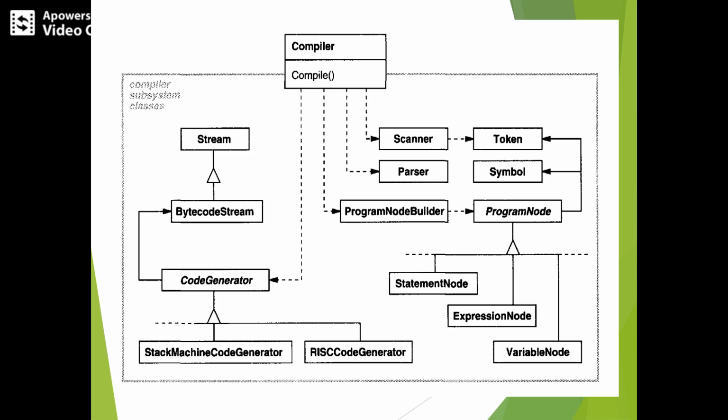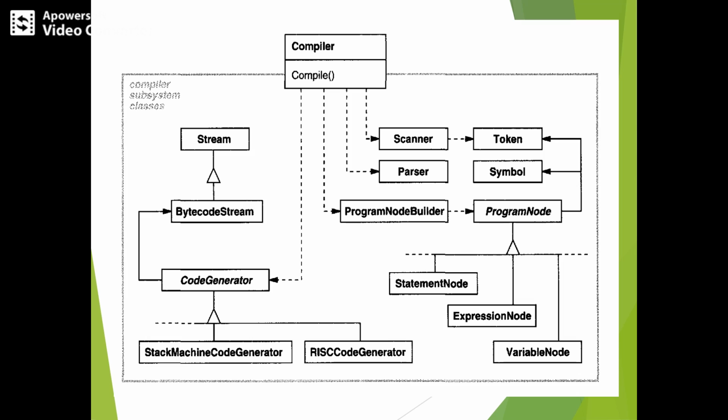Similarly, the compiler class, when it acts as a facade, will have the code generator classes. The subclasses will be converted once again to bytecode stream classes. This bytecode stream will again be converted into the stream classes.